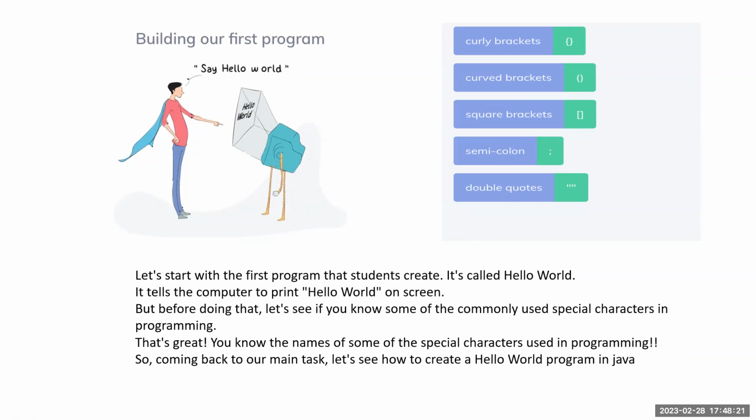So let's start with our first program. If you wanted to say hello world, the instruction is that you want to tell the computer to print hello world. You understood, right? These are the main symbols, the special characters that we use in the program. Then let's see how to write this hello world program in Java.